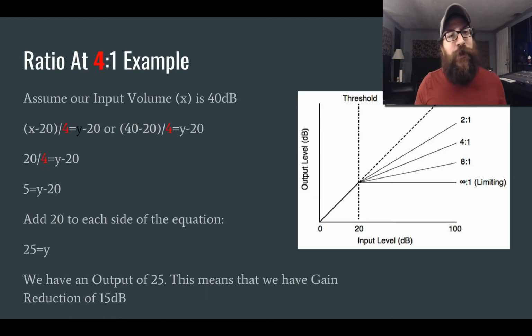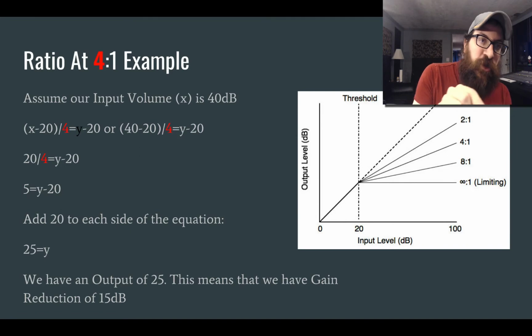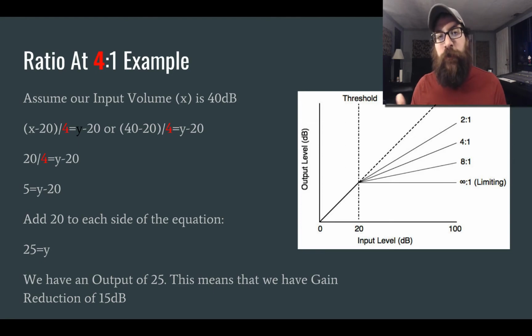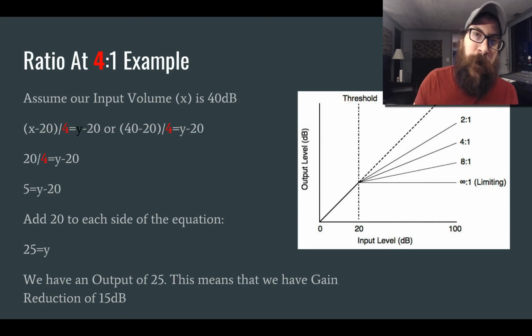Now, one more ratio example, and they're all the same, all these ratio examples. We're just going to do one more just to make sure we drill this home. So just watch here. Assume our input volume x is 40 decibels. (x minus 20) over 4. 4-to-1 ratio means over 4. We need to divide by 4. Is equal to y minus 20. Or (40 minus 20) over 4 equal to y minus 20. So we subtract first. We have our 20. And then we divide that 20 by 4. And we still have on the other side y minus 20.